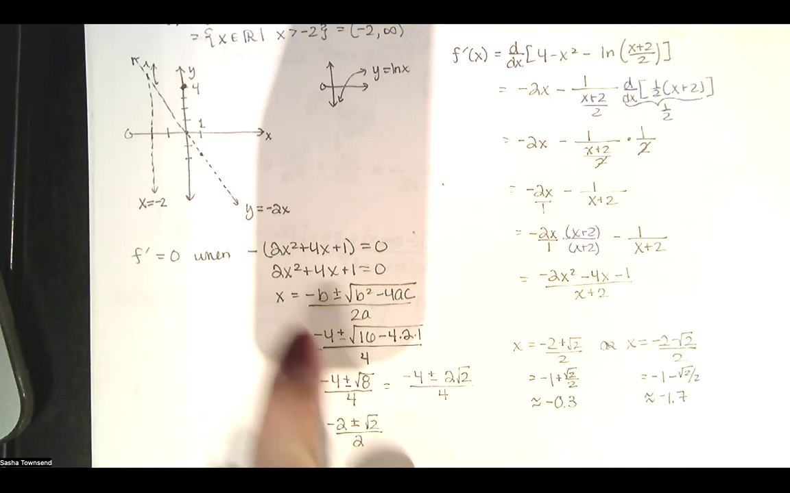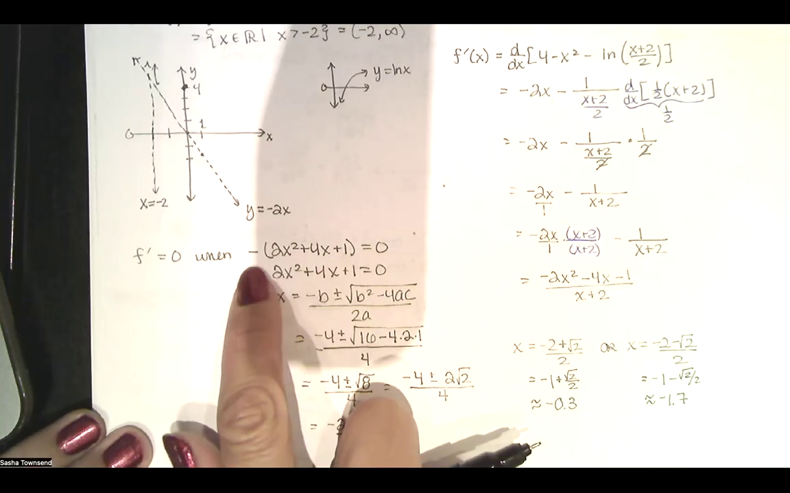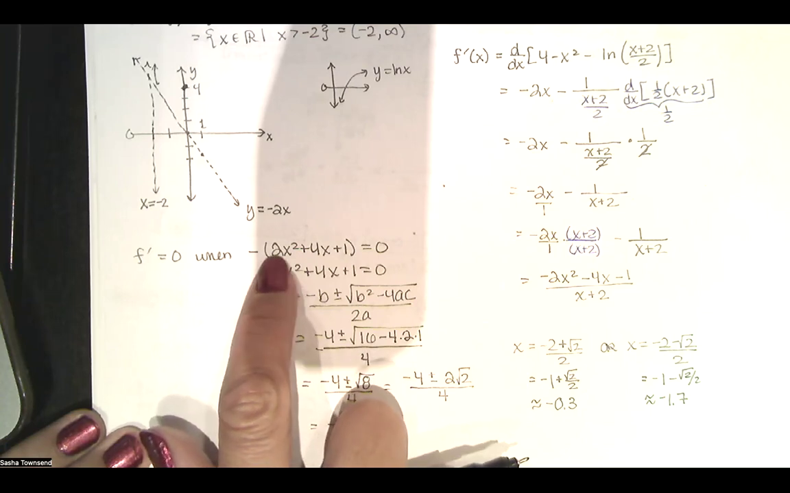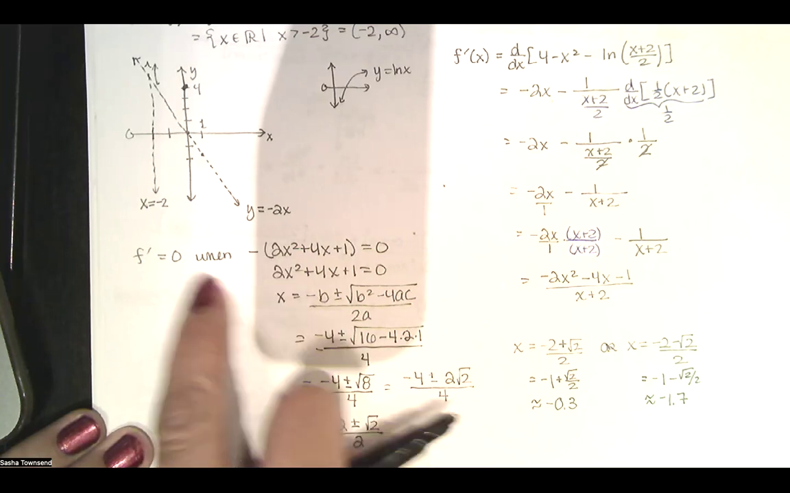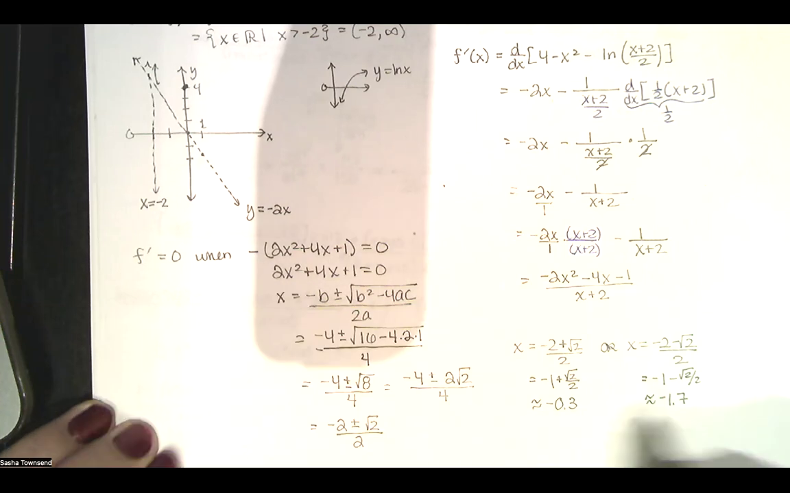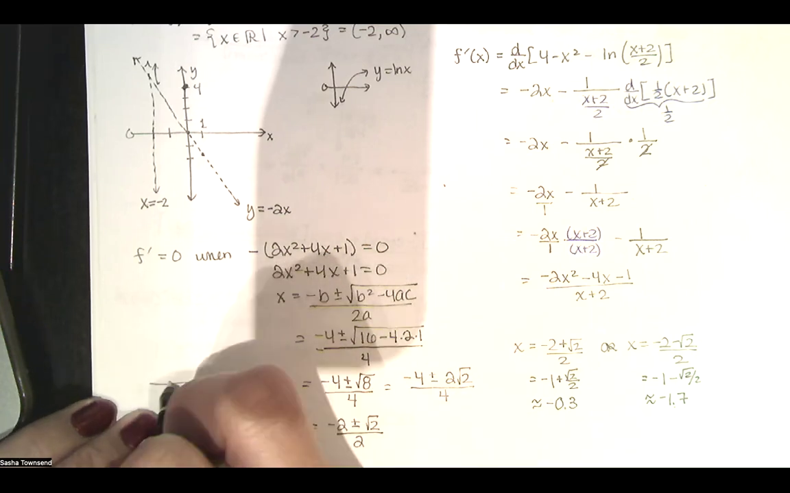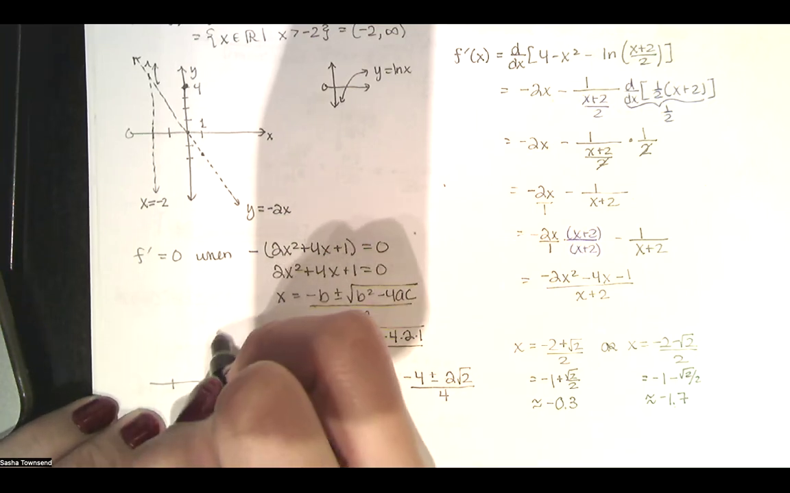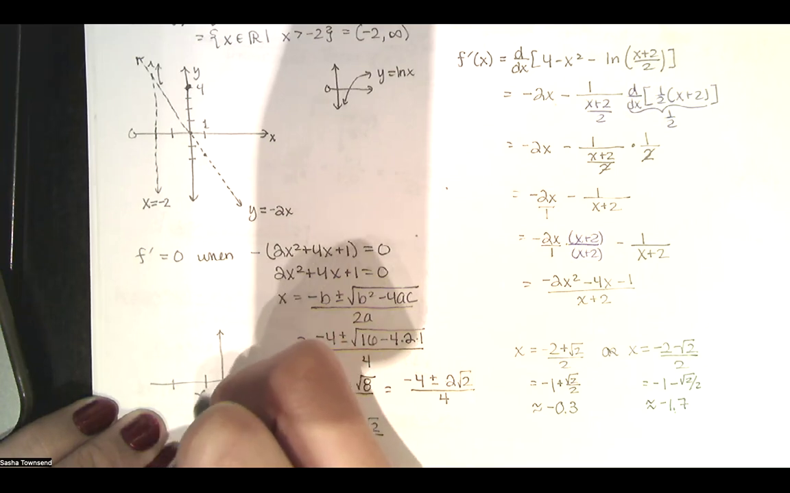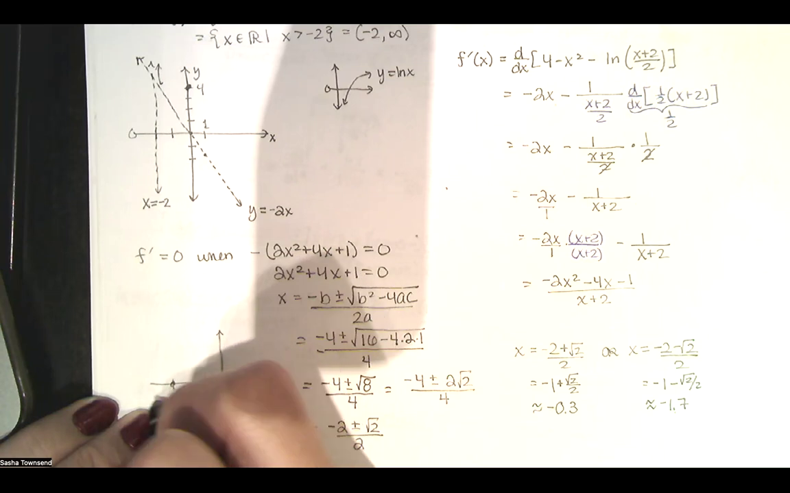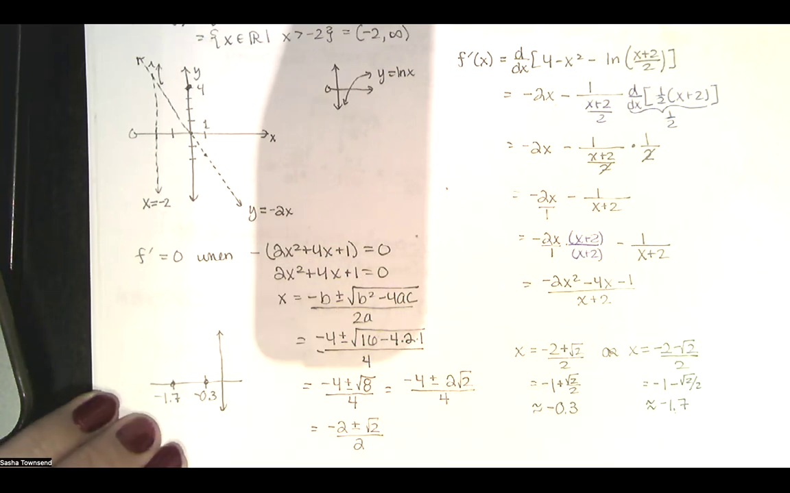And I don't know what this parabola looks like, but I know that since we're multiplying it by negative 1, that coefficient is going to be a negative 2, and it's going to be a parabola that's upside down. So when I see that this function has zeros at negative 0.3 and negative 1.7, I know that the graph looks roughly like this. At negative 0.3, that numerator is 0. At negative 1.7, that numerator is 0, approximately.